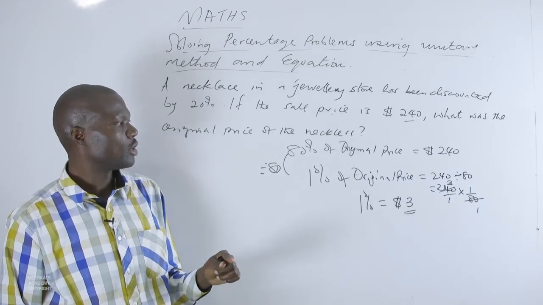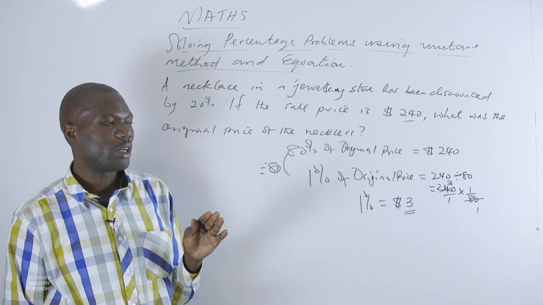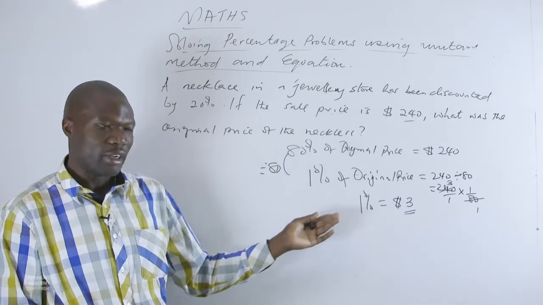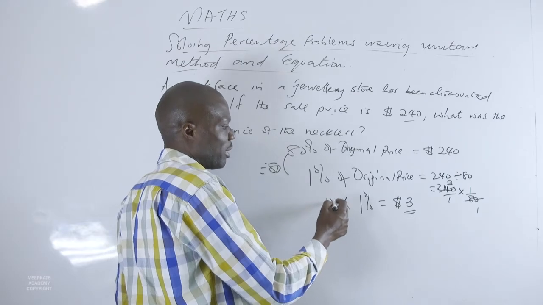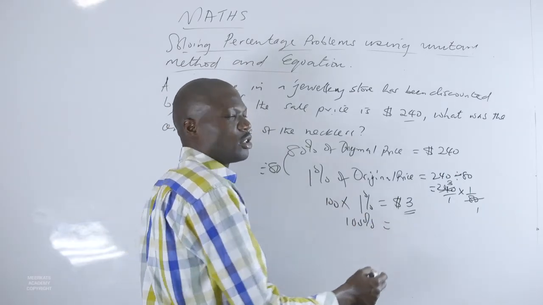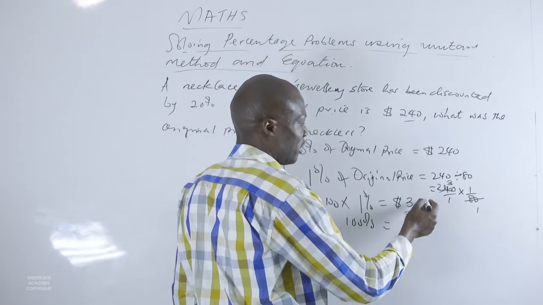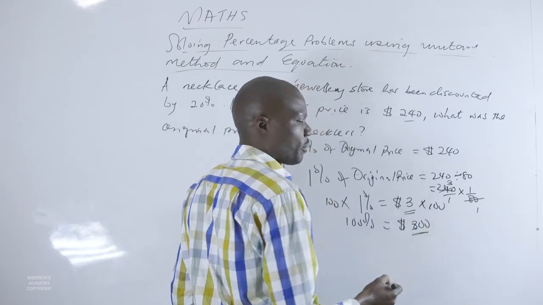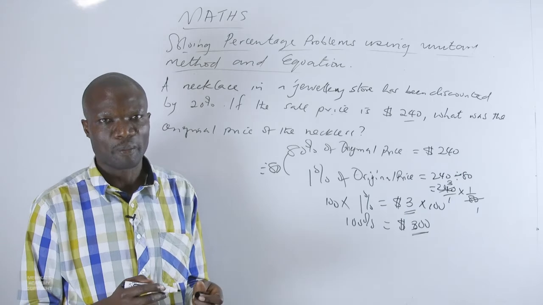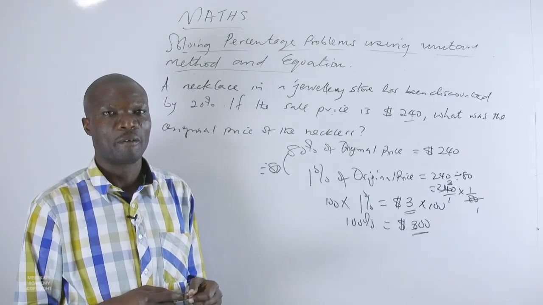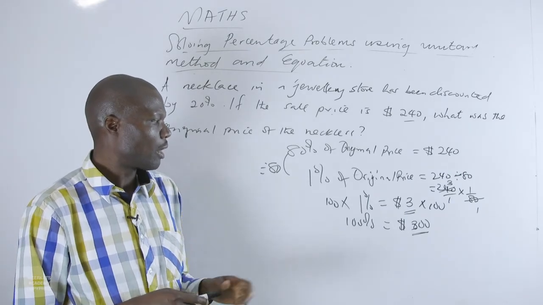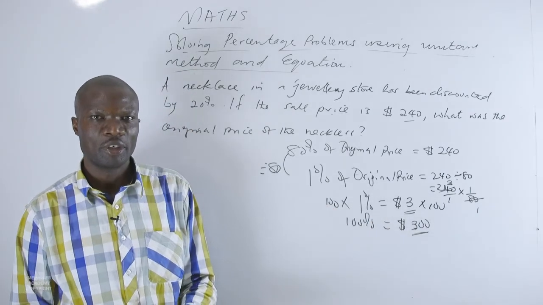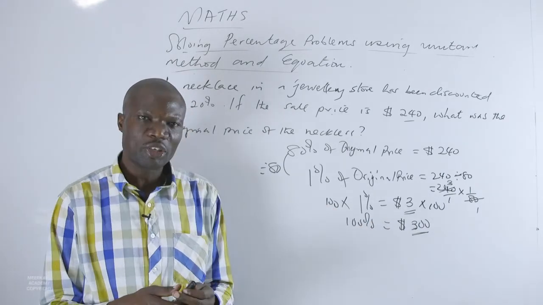The question is, what is 100%? That is the original price. We just multiply 1% by 100. You get 100% is equal to 3 multiplied by 100, which is $300. So we've been able to get the answer using that method.